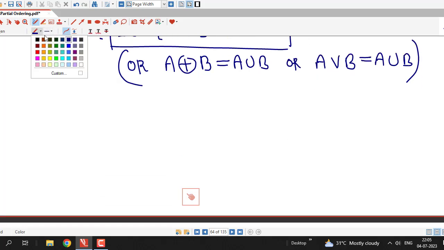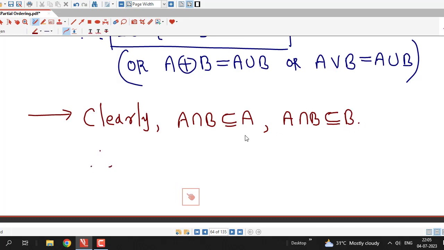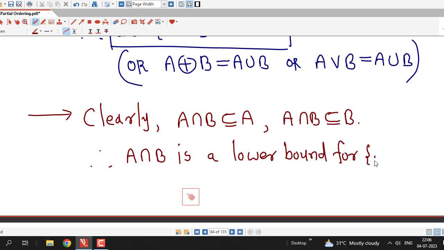Now we check for greatest lower bound. So for greatest lower bound also, first we observe that if we take intersection of two sets, then their intersection is a subset of set A as well as set B. So from this I can say that A intersection B is related to A as well as B. This means A intersection B is a lower bound for this set having two elements A and B.